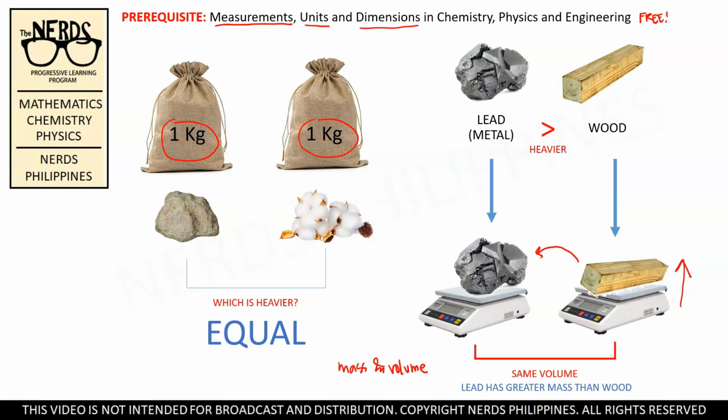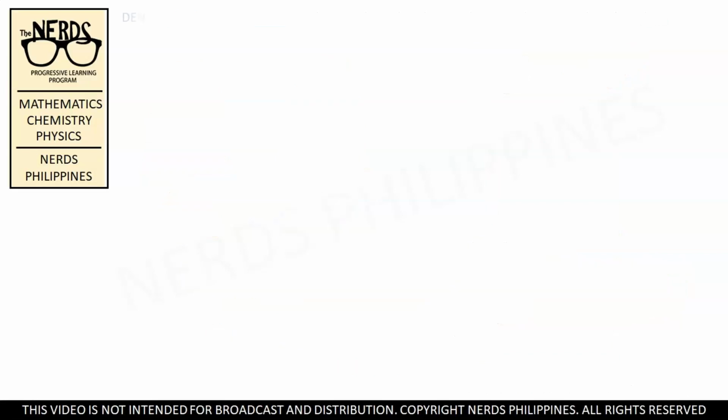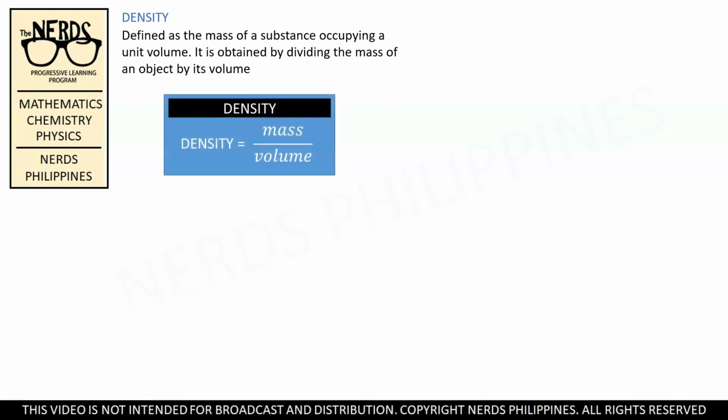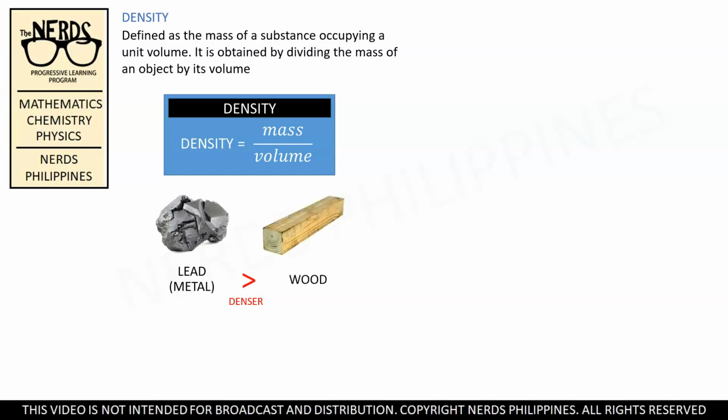At itong relationship na to, ang tinatawag nating density. Density is defined as the mass of a substance occupying a unit volume. It is obtained by dividing the mass of an object by its volume. So it means, density is equal to mass over volume. So sa previous example natin, it is more correct to say that lead is denser or having more density than wood.